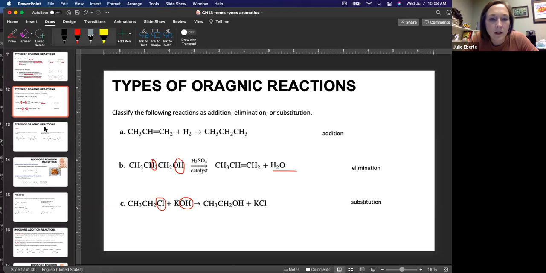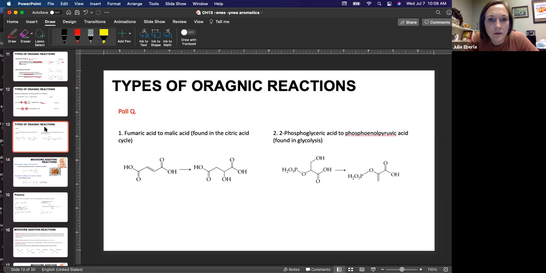Okay, now I'm going to let you guys look at these next two. These are a little more difficult. I think looking at it from a line structure point of view sometimes helps to see it, but I think these are a little challenging. So I have a poll question for this. I want to know what you guys think. What kind of reaction are these? You've got to look closely.